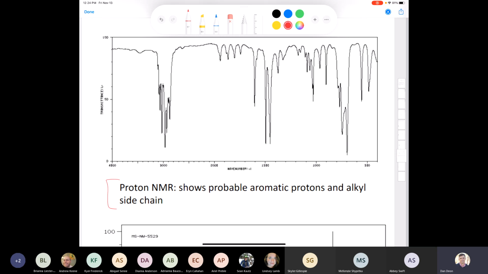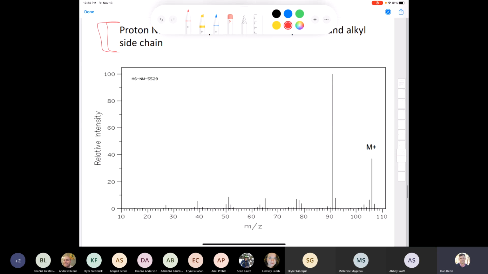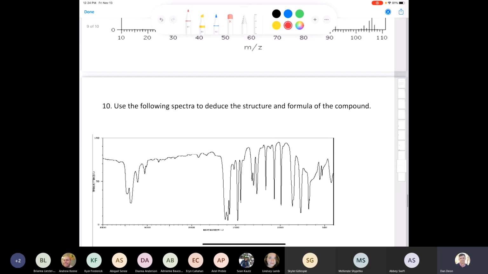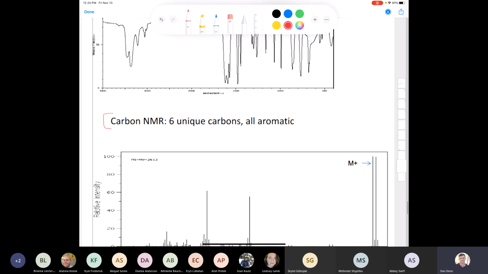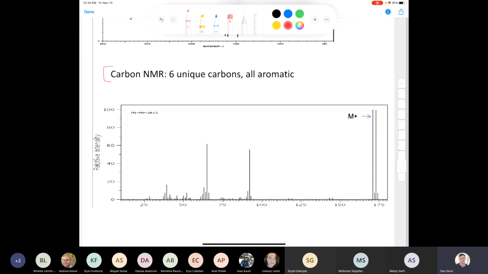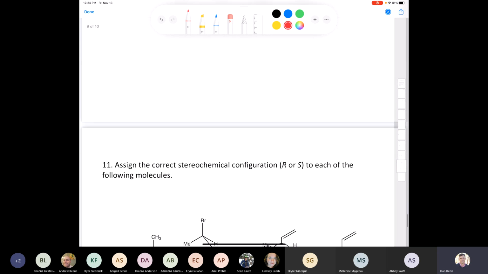So just using this information here, the IR and the mass spec, you should be able to determine the structure of the product, or the compound, sorry. Next one, I also give you an IR, I give you a little clue about the carbon, and I give you a mass spec, and with that, you should be able to determine the structure.